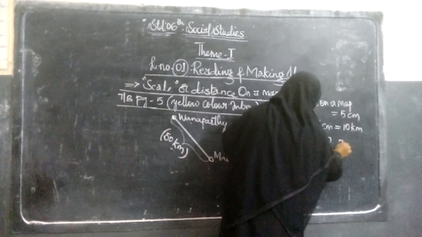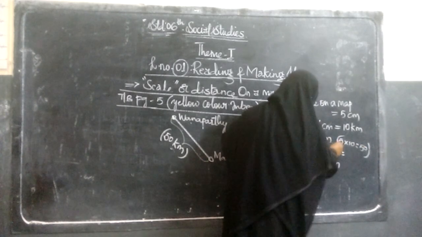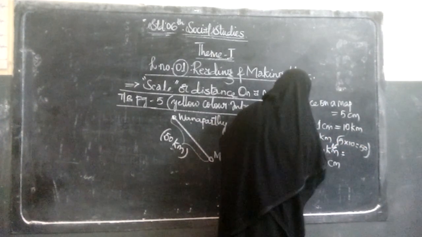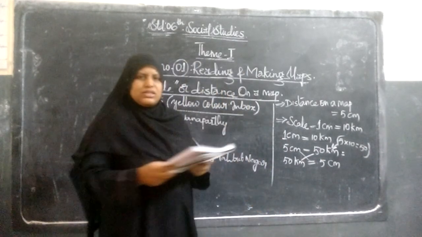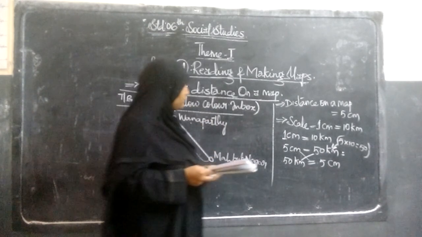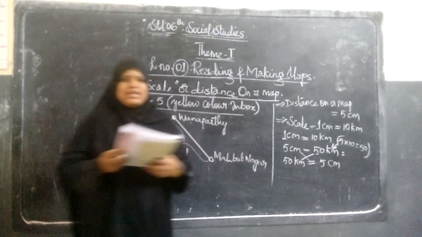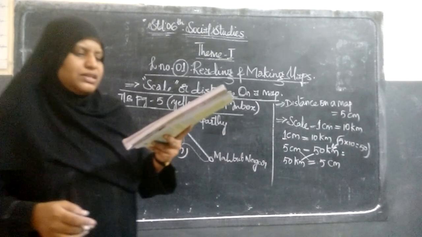So how much will you get here? 5 into 10 is equal to 50. So this is what we have been getting to know. 50 kilometers is equal to 5 centimeters. So this is the scale distance on a map of Vanaparthy and Mahbubnagar, that we can say is 5 centimeters on the map, but actually it is 50 kilometers.